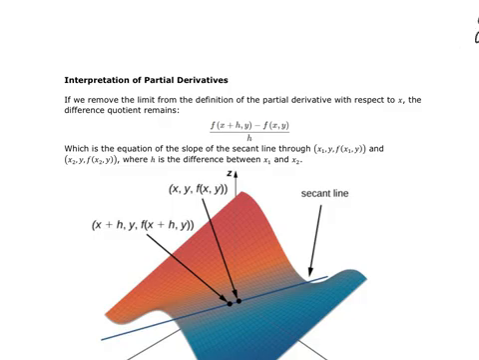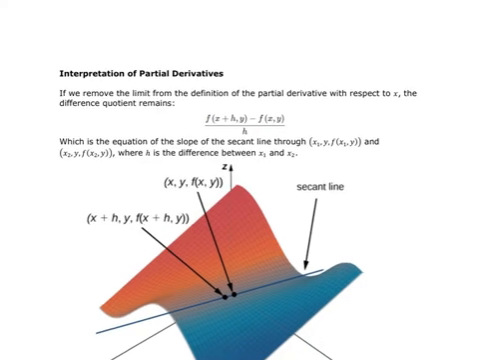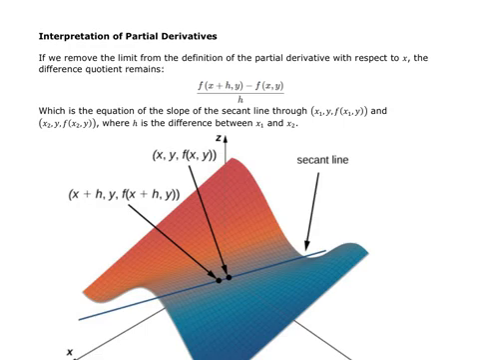Okay, so let me move that out of the way. What does this mean when we're doing the partial derivatives? Well, if we remove the limit portion of the definition, then we just have the difference quotient. Looking at it with respect to x, we just have the difference quotient, which is the equation of the slope of the secant through (x1, y) and the output. Remember, in 3 space, x, y are the 2 inputs, z or f of my ordered pairs is the output. And the second ordered pair is (x2, y), f of (x2, y), where h is the difference between x1 and x2.